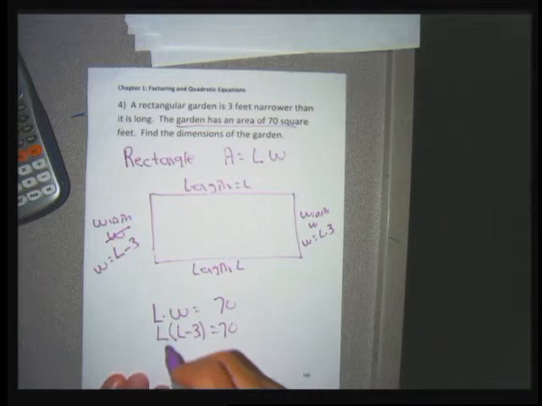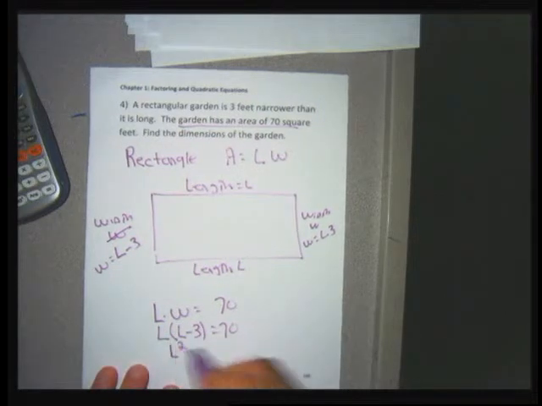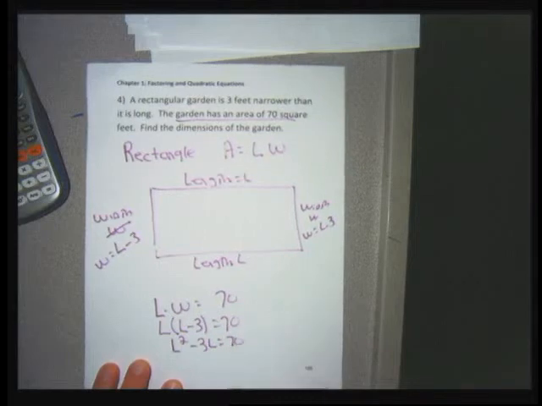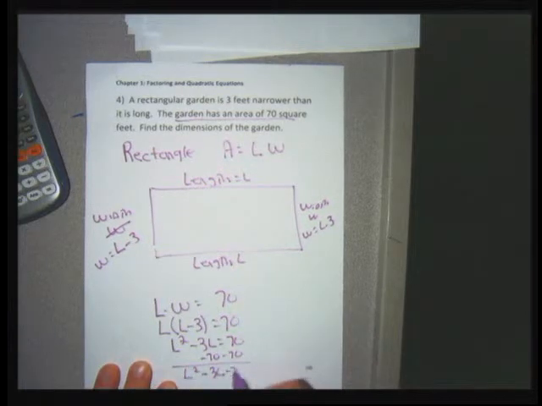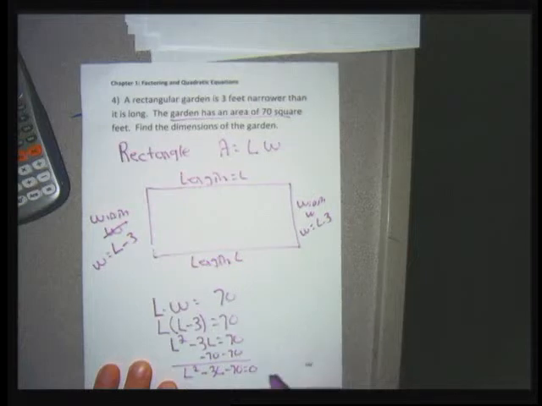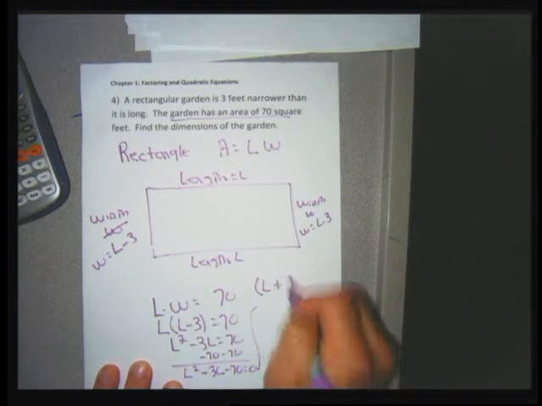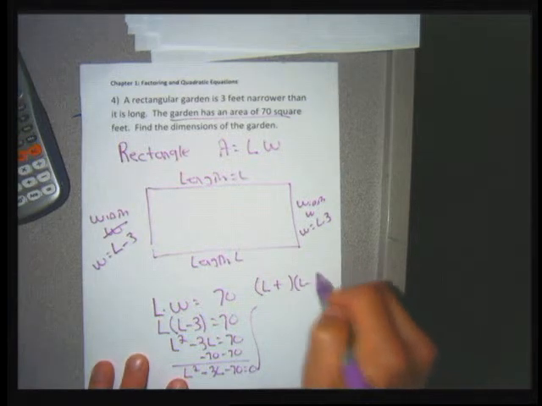Clear the parentheses. L times L is L squared. L times minus 3 is minus 3L. Set it equal to 0 by going minus 70, minus 70. This gives me L squared minus 3L minus 70 equals 0. I need to factor it. It's going to factor to an L plus and an L minus.